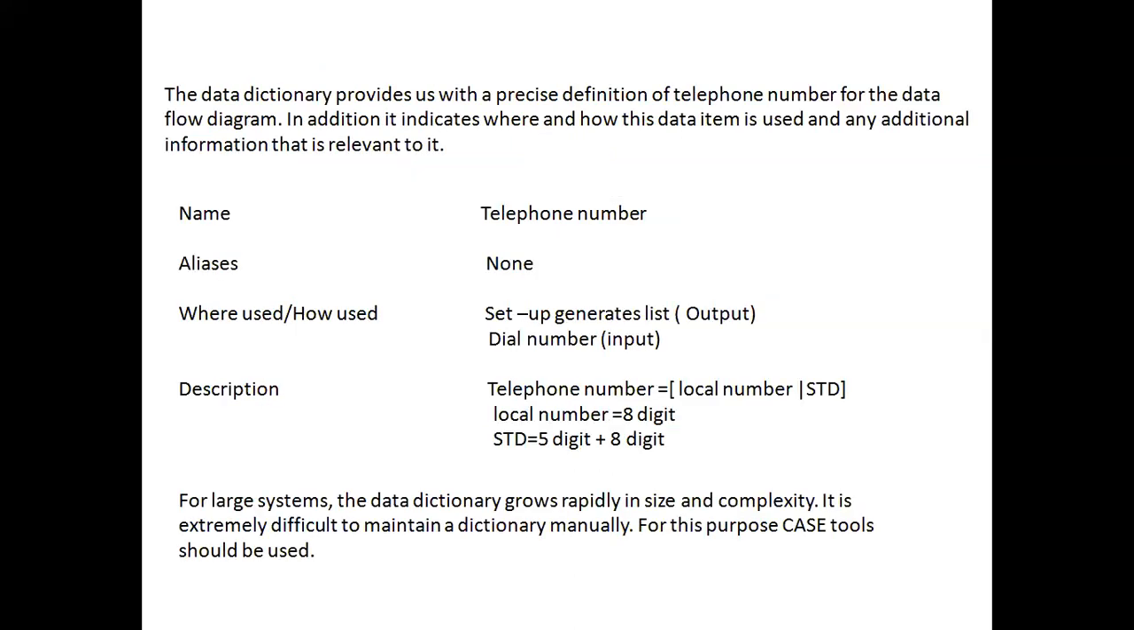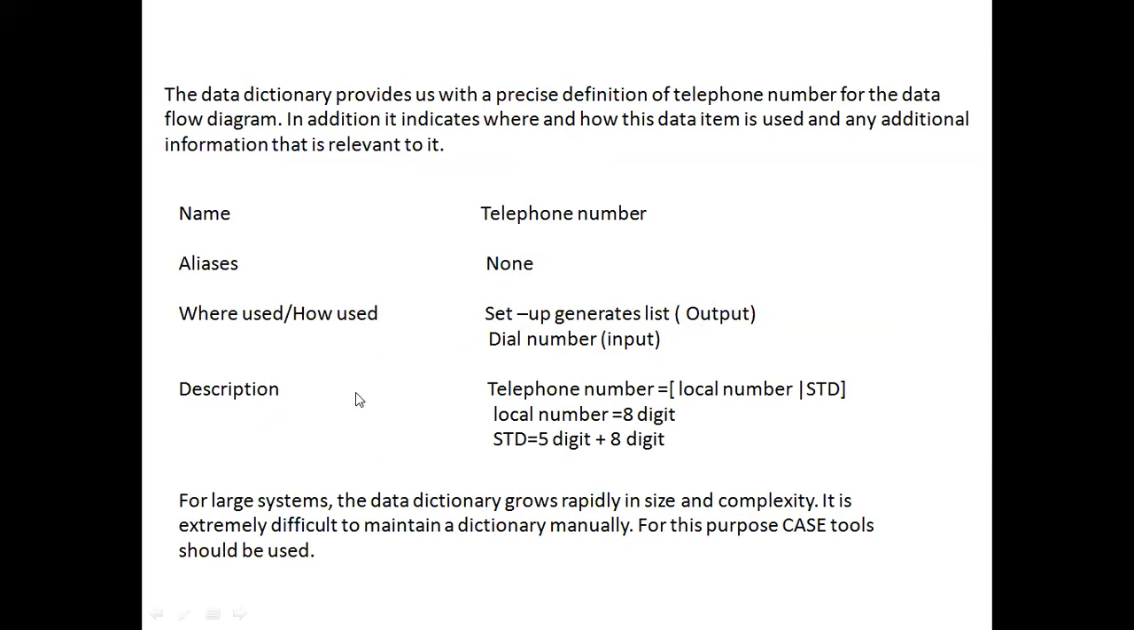Next is an example of a data dictionary. One name of the data is telephone number. The alias of the data is nothing here. Okay. Where used and how used: setup generates a list as output, and dial number as input.